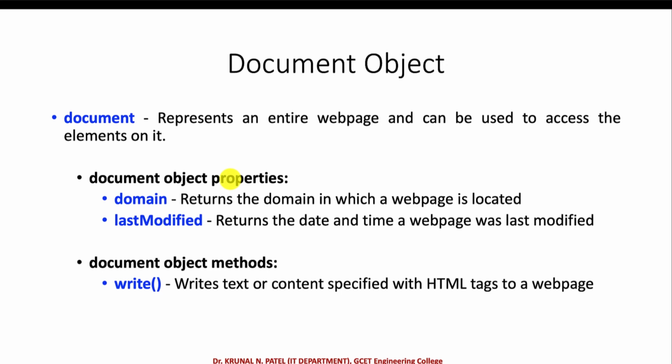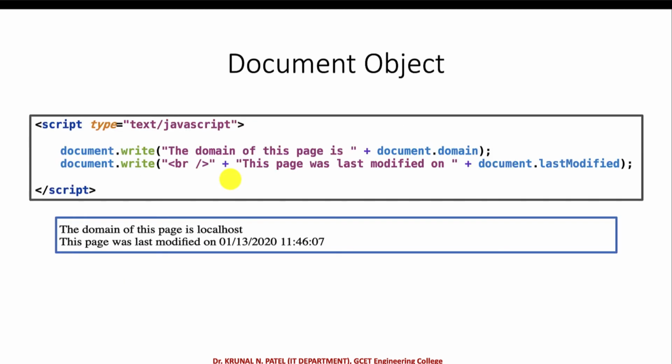First we discuss the write method, which we used many times in our tutorials. Apart from that, two properties we are going to discuss today for the document object: domain and lastModified. Domain returns the domain in which a web page is located, and lastModified returns the date and time a web page was last modified. If you want to manipulate this kind of information, then you go for the document object. Here is a small example script with the document.write method using the domain and lastModified properties.